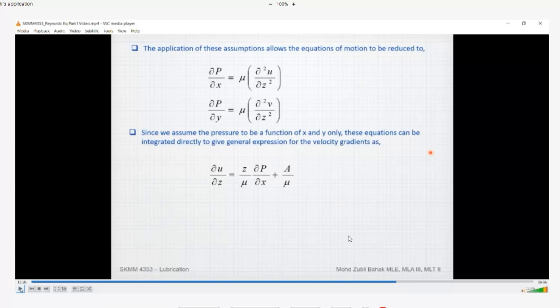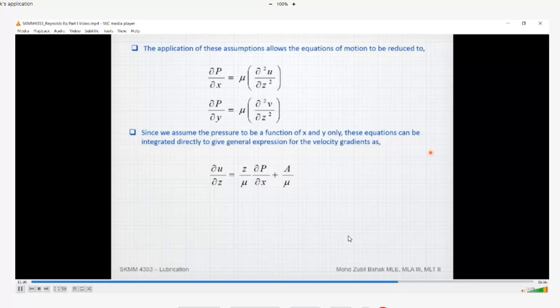Because the pressure is a function of x and also a function of y, it means the velocity will also depend on the change of that pressure in the x and y direction. So that is the reason why we can integrate these two equations at the top here, to determine the equation for velocity in the x and also in the y direction. Integrate it once.